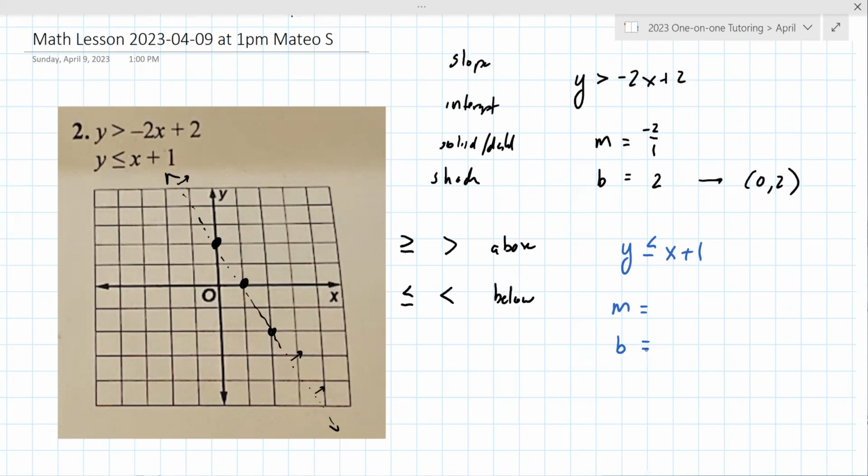The slope is 1/1. Good. And the b value? 0,1. Yes. All right, so b value, we start there. Rise over run, up 1/1, up 1/1. Is this one solid or dashed? Solid. Solid.